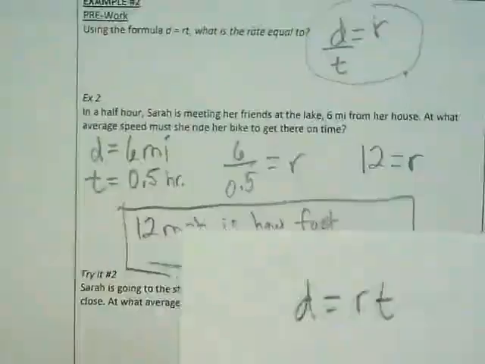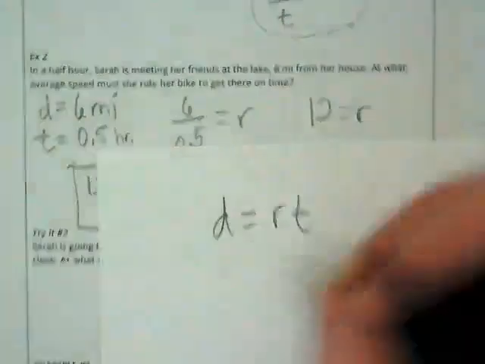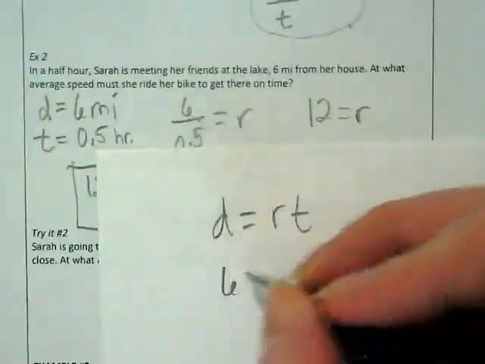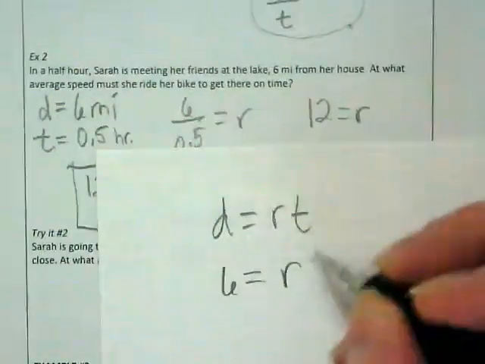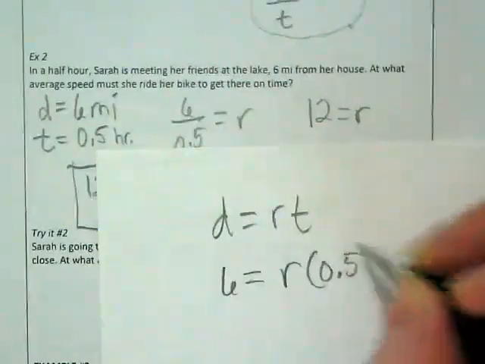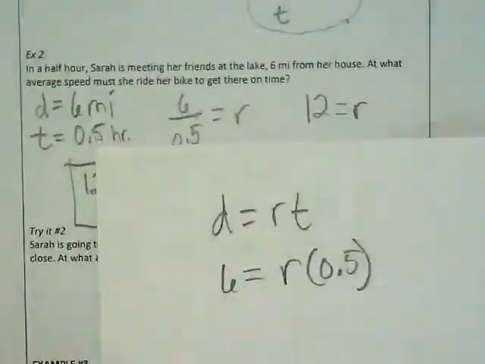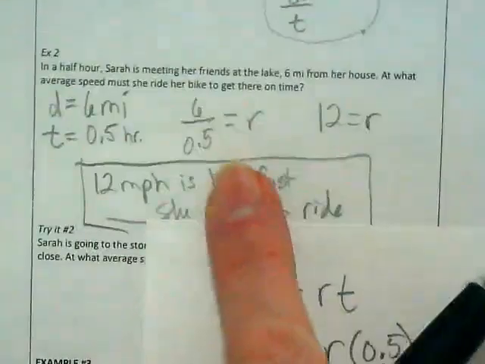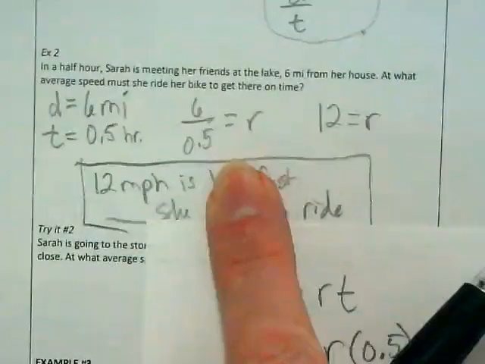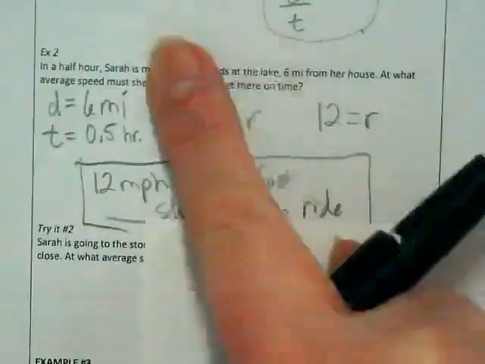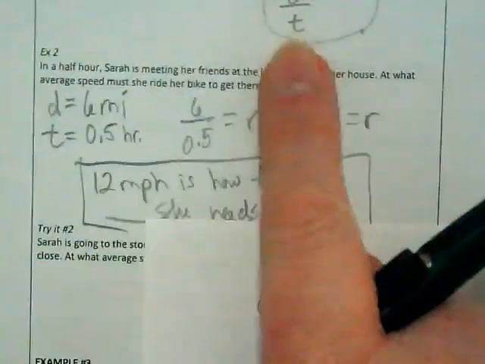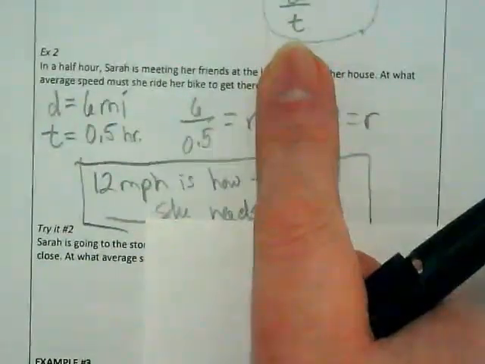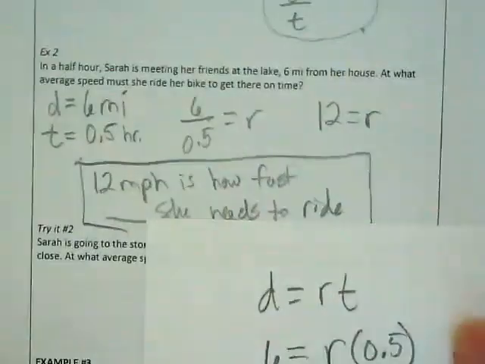I'm going to go back to the original equation. If my distance was 6 and I don't know my rate, but I knew my time was 0.5, what would I have to do to solve that? I'd have to divide both sides by t. Isn't that the same thing that we just basically did here? Okay. So this action is just saying we're going to adjust the equation before we put the numbers in. But you could also do it from the original equation.